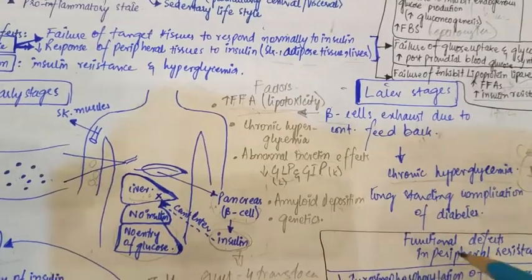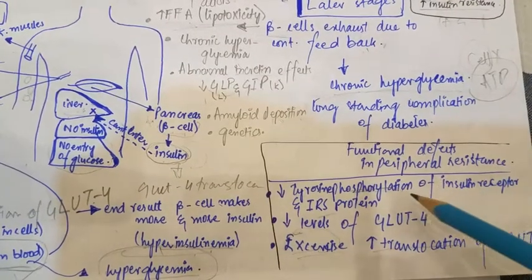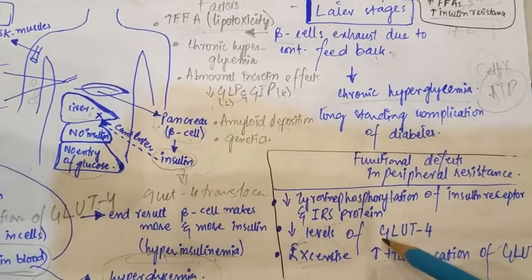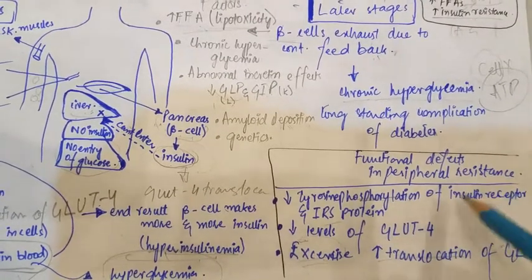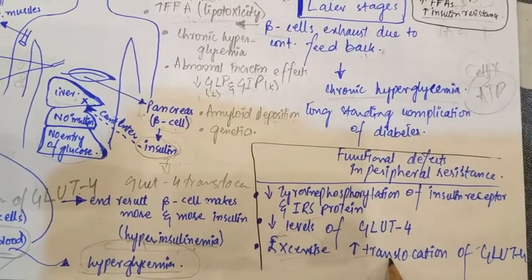Now I am going to talk about the functional defects and the peripheral resistance: decreased tyrosine phosphorylation of the insulin receptor and IRS proteins, and decreased levels of the GLUT4 receptors. What happens when we exercise? Exercise increases the translocation of the GLUT4 receptors.